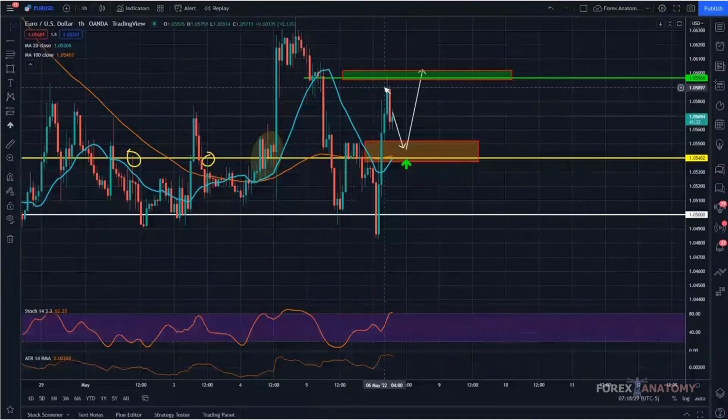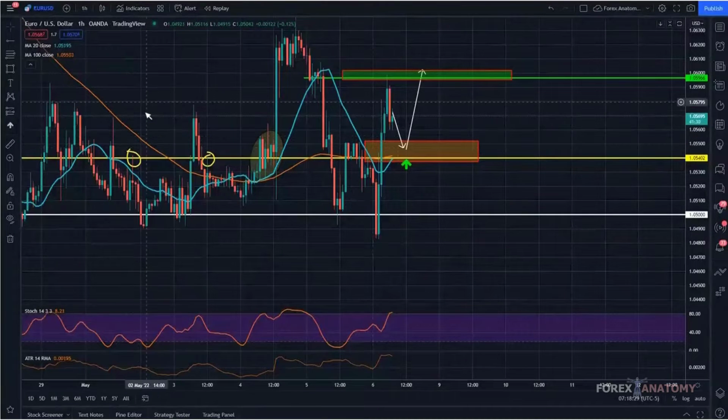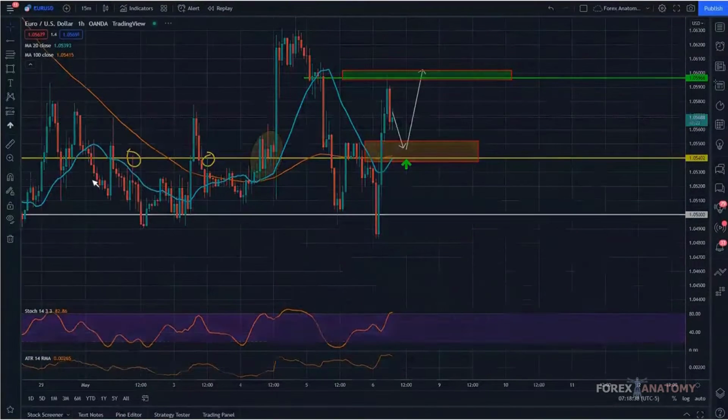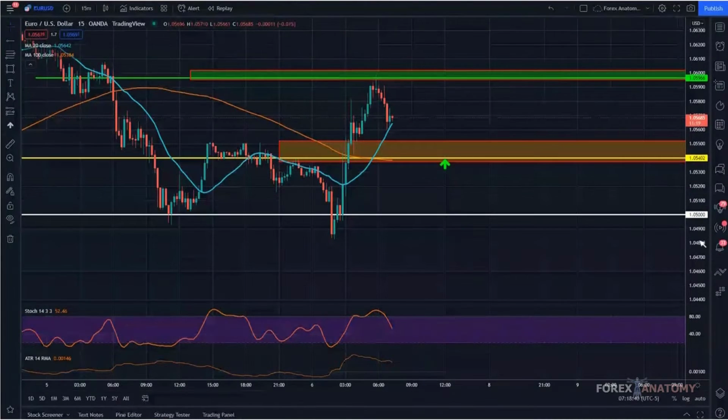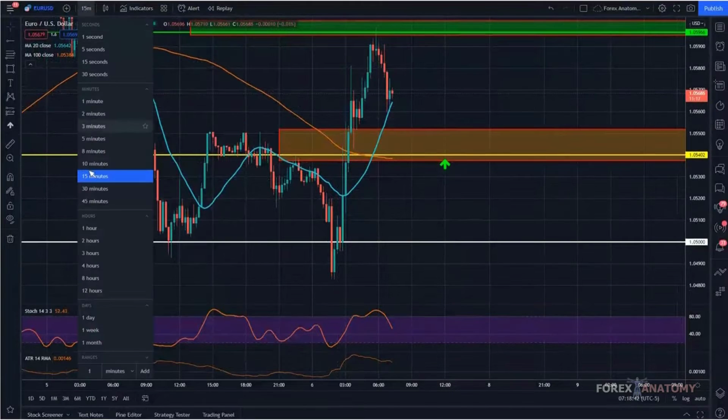Now, this is a 1 hour pullback. So typically what we do, we go down to a trigger time frame and we trade that for bullish confirmation. In this case, it'll be either the 15-minute or 10-minute chart. Let's go to the 10-minute.